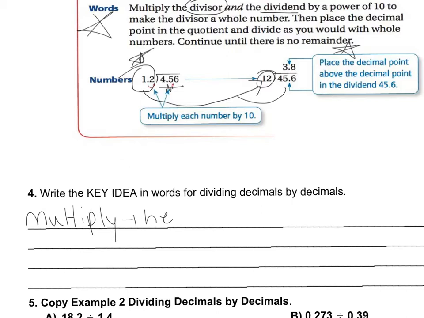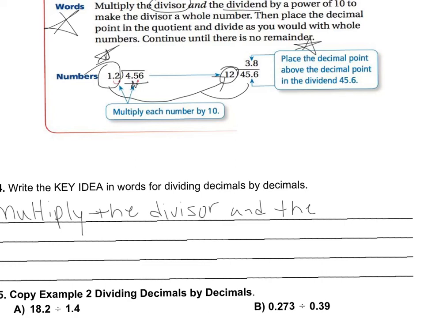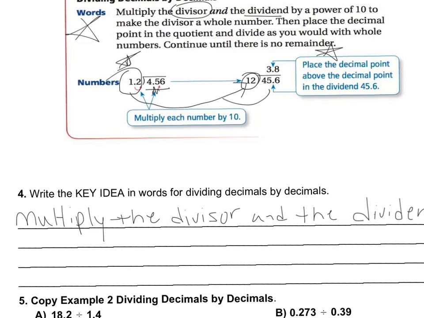the divisor and the dividend by a power of 10 to make the divisor a whole number.